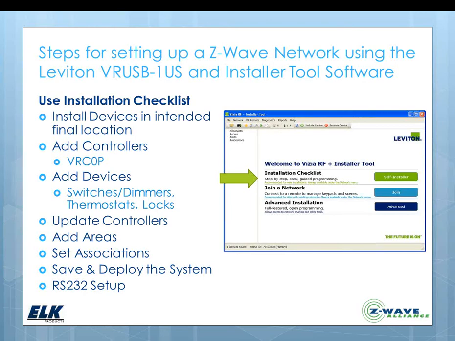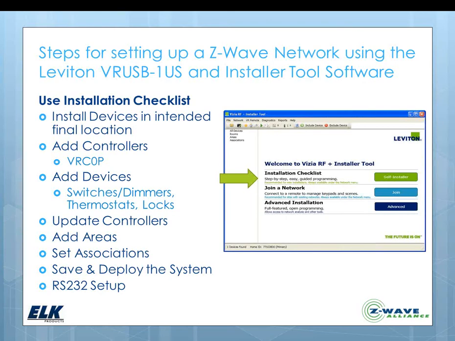You're going to install the devices in their intended location, and then you're just going to step through this checklist, which is going to allow you to add your controllers. Again, that would be the VRC0P. There may be other controllers that are part of your network, but you definitely want to be sure that device is included. Then you're going to add your devices, which may be switches, dimmers, thermostats, locks, that sort of thing. Once all the devices are added, you need to update your controllers so that the controllers are aware of all of the devices that are part of the network. Then you can add areas, set associations, and then save and deploy the system.